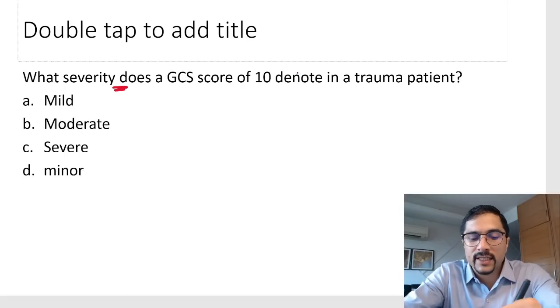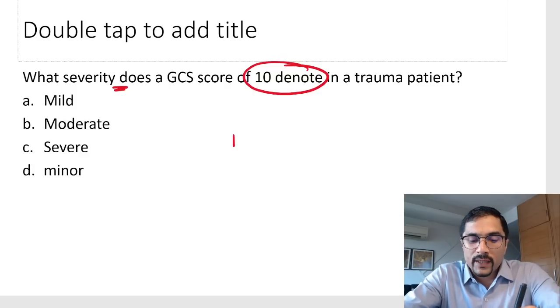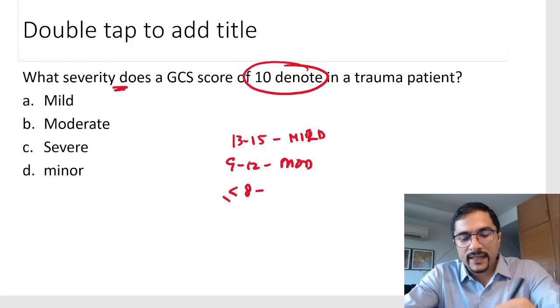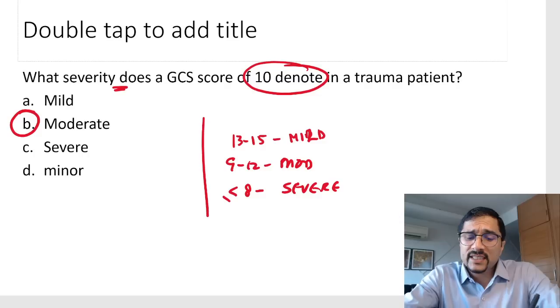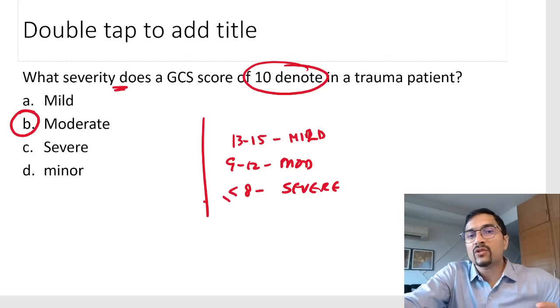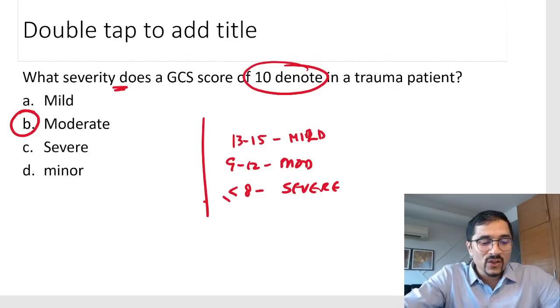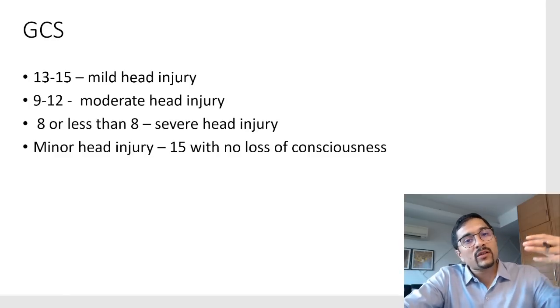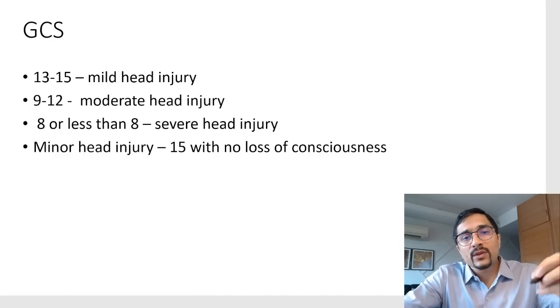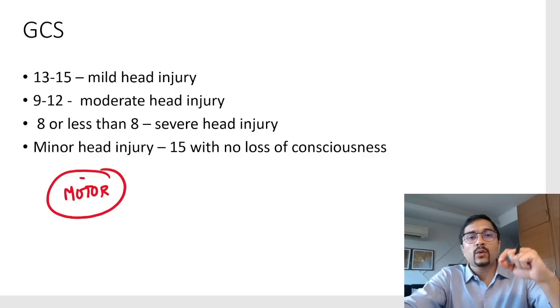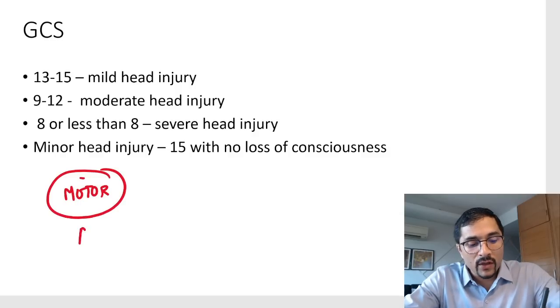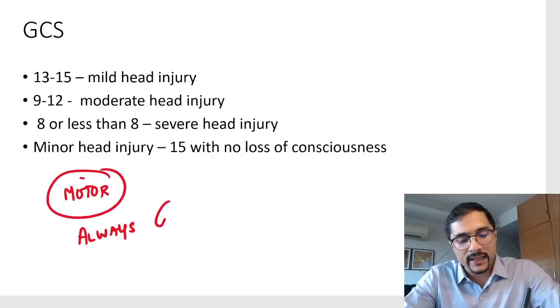What severity does a GCS of 10 denote in a trauma patient? So we know that 13 to 15 is mild, 9 to 12 is moderate, and 8 or less than 8 is severe. So this falls under the moderate category. GCS again is a very important topic. Either they will ask you questions like this, or they will ask you GCS calculation. So you should know about GCS completely. You should also know that the most important score in GCS is the motor score. The single best score is the motor score. And always remember, we always consider the highest value.